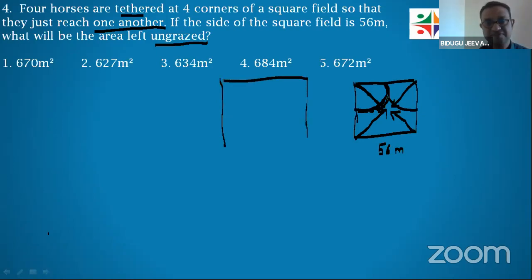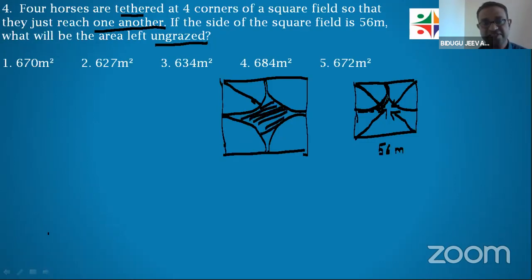It is like this. Fine. First circle, first horse is like this. It is grazed. Grazing. Third one, fourth one. What is ungrazed? This part is called ungrazed. This portion. So this problem comes basically from mensuration, measurements, especially in plane figures, right?